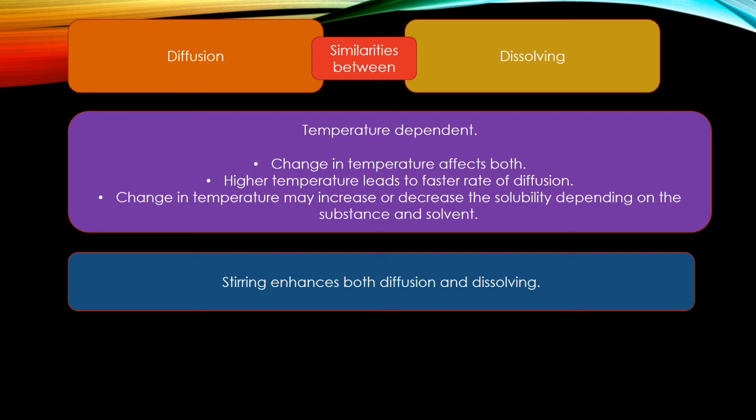Stirring enhances both diffusion and dissolving. And a very good example is when you make your tea. When you add a spoon of sugar to your tea and you stir your tea, the sugar dissolves quickly and spreads across, making the whole tea sweeter. But if you just put the sugar there and do not stir your tea, you notice at the end that you still have some sugar particles settled at the bottom of the cup.